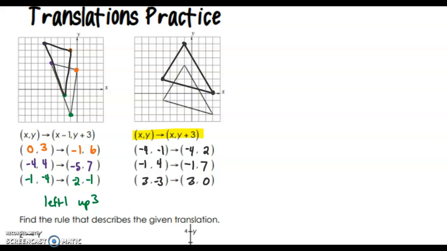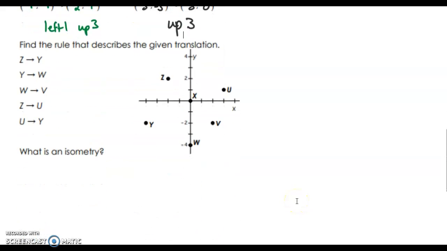Okay, so there's my new shape, and as you can see, the x didn't change and the y went +3, so it just simply moved up 3. It didn't have a left or right translation. Okay, so it says find the rule that describes the given translation.